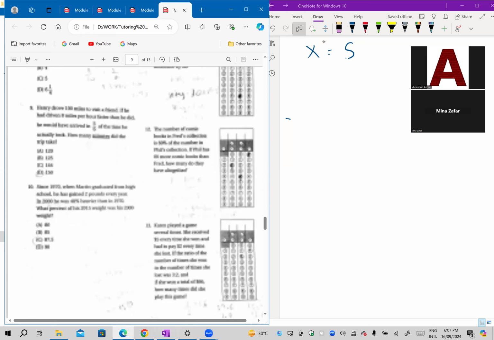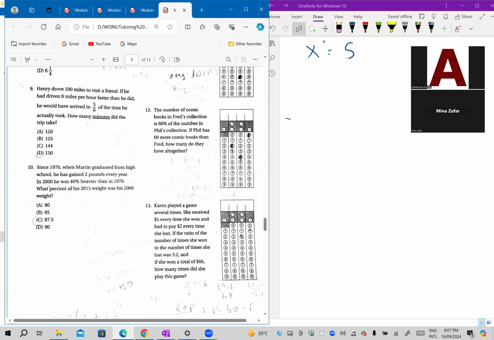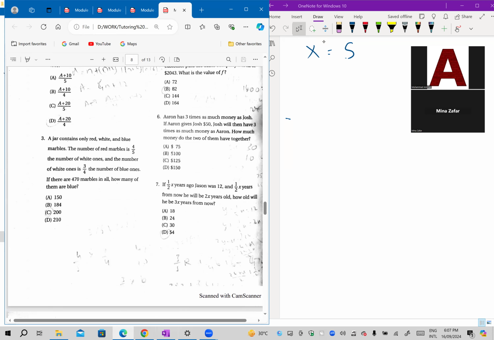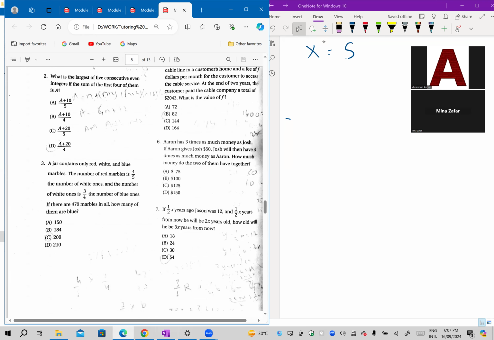So question number 3 of word problems. Here it is. A jar contains only red, white, and blue marbles. The number of red marbles is 4/5 the number of white ones, and the number of white ones is 3/4 the number of blue ones. If there are 470 marbles in all, how many of them are blue? This is what the question says.